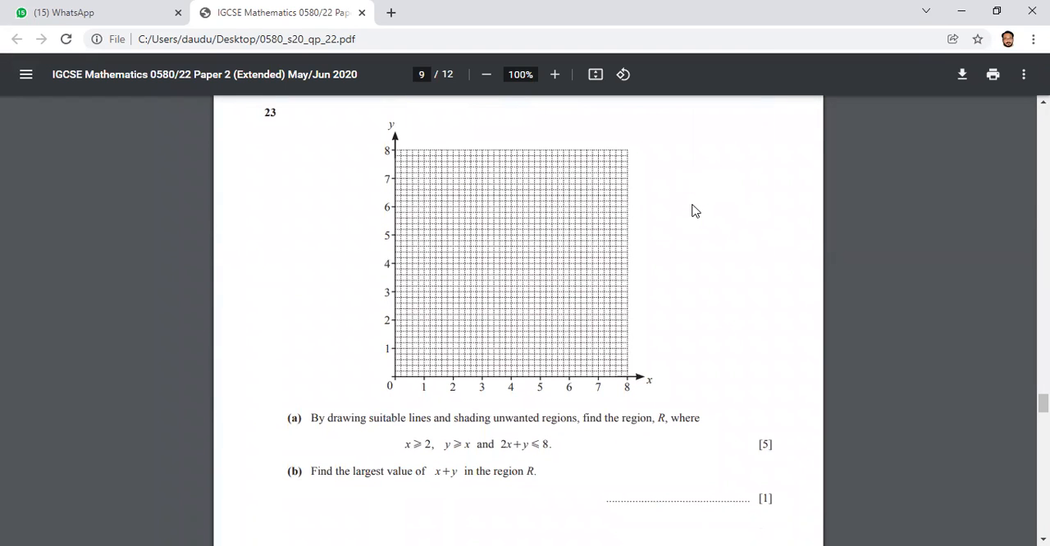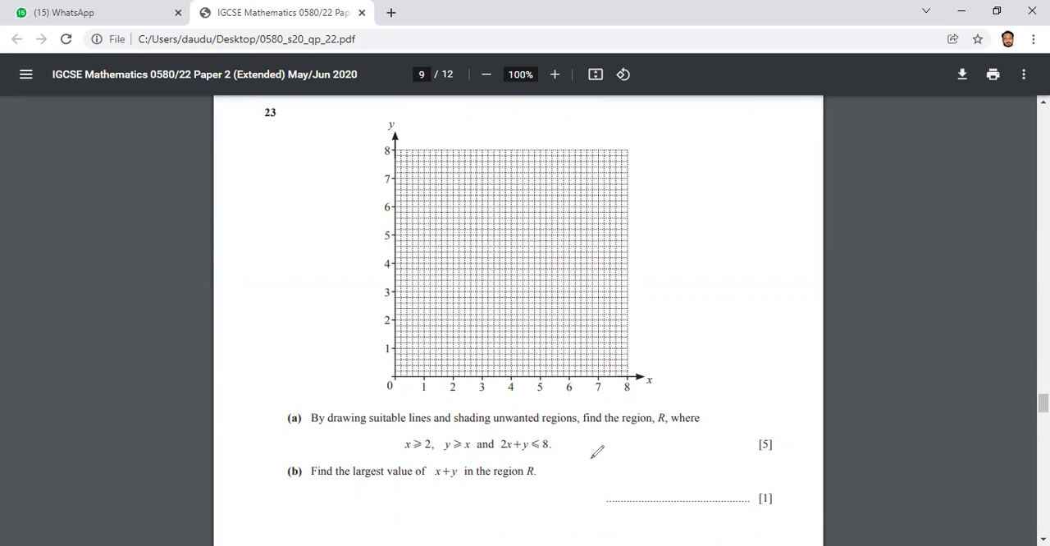Next, question 23 is about drawing and from linear programming. So we will draw these lines. These lines basically draw suitable lines and shading unwanted region. That I will discuss later. What is the meaning of unshaded? But first, our task is to draw the line.